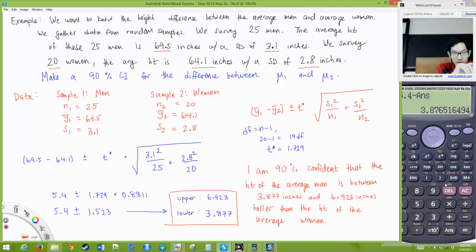But this is about the average male, so if we took all men and calculated the average height of men, and took all women and calculated the average height of women, and took the difference, we would be 90% confident that that difference is between 3.877 and 6.923. Is that okay? So if I said, do we have evidence, I'm going to go to the next slide, that the average male is taller than the average female, what would we say based on this interval?